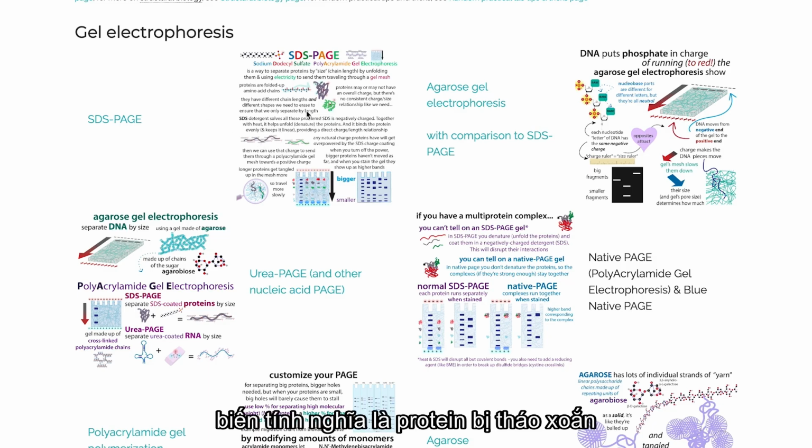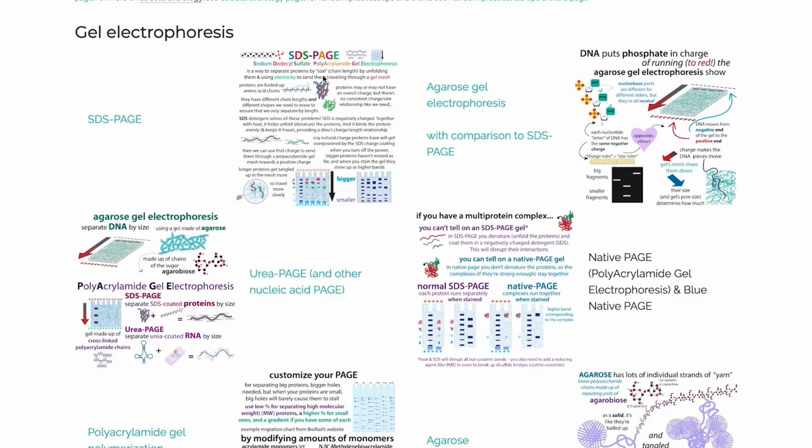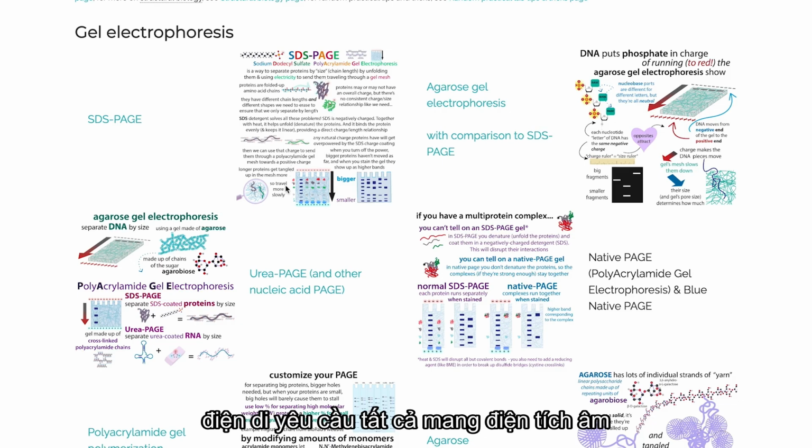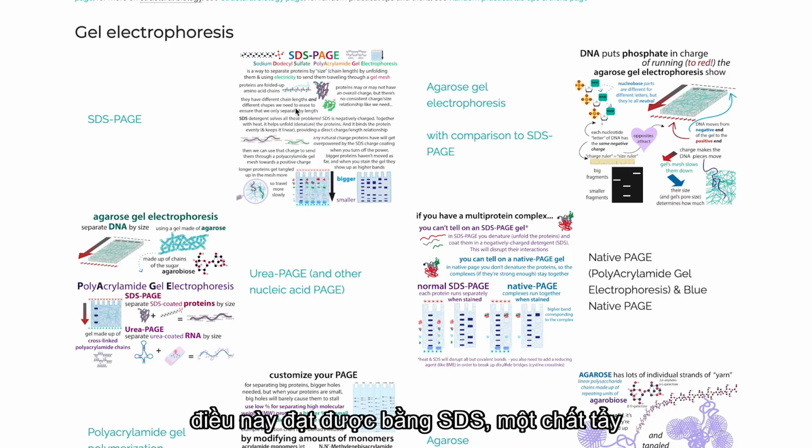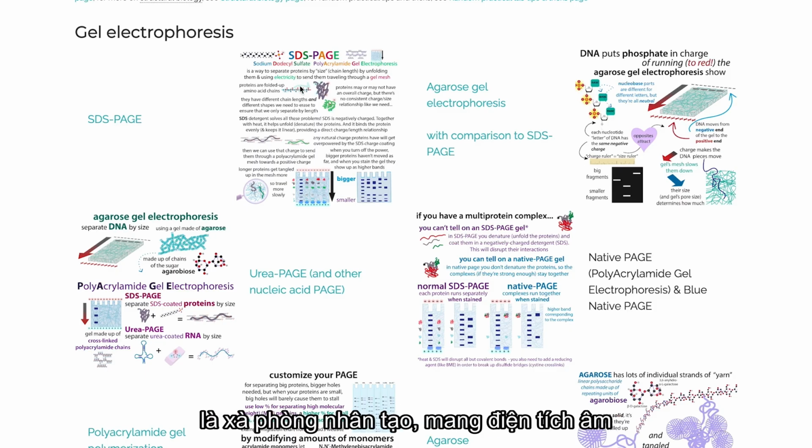And by denaturing, what we mean is that the protein is unfolded. And so what we're separating them by isn't really their size, it's more like their length. So proteins have different folded up shapes, and they also have different charges. Electrophoresis relies on them all having a negative charge, and a charge that's going to be proportional to their length. And so how we can achieve this is using SDS, which is a detergent. It's an artificial soap. It's negatively charged.